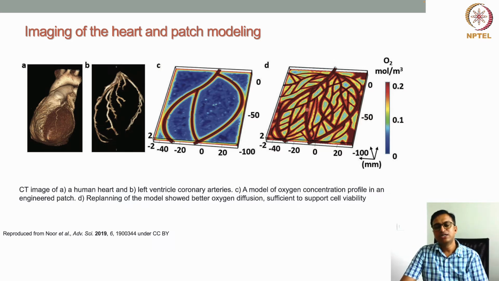So this is how from the CT data you can extract a particular tissue structure based on your interest, and then you can model that in a particular structure. You can use that for generation of the vascular tree, and work on it to generate the whole tissue construct, so that you can replan to have a better vascular tree, so that the whole patch can be very well vascularized.